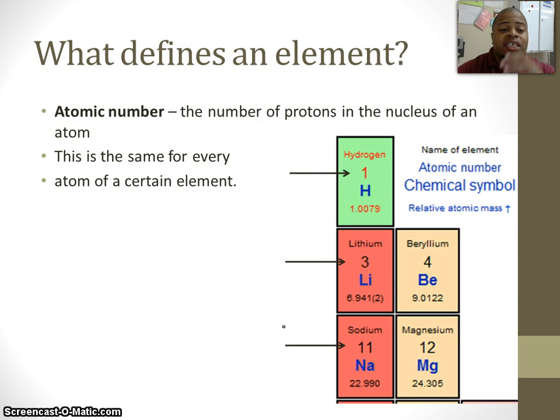Now, what defines an element? That's going to be our atomic number. So if you look at the periodic table, and you look at the numbers that are all throughout the box, the one that's usually given to you is a whole number, and they increase as you go from left to right and as you go from top to bottom. This is going to tell you the number of protons in the element. It's going to be the same for every atom of that element. If I change the number of protons, I change the element. So you want to make sure you keep that in mind.